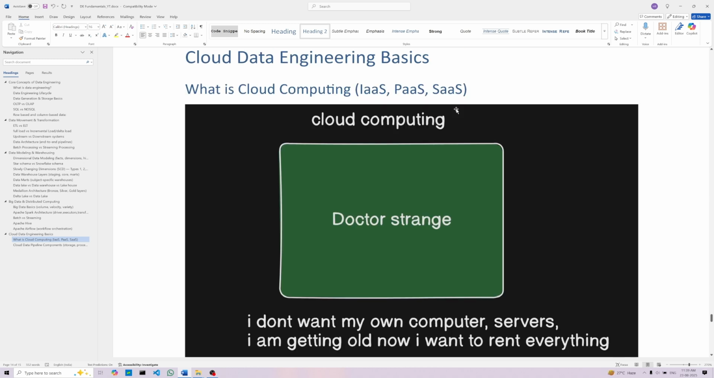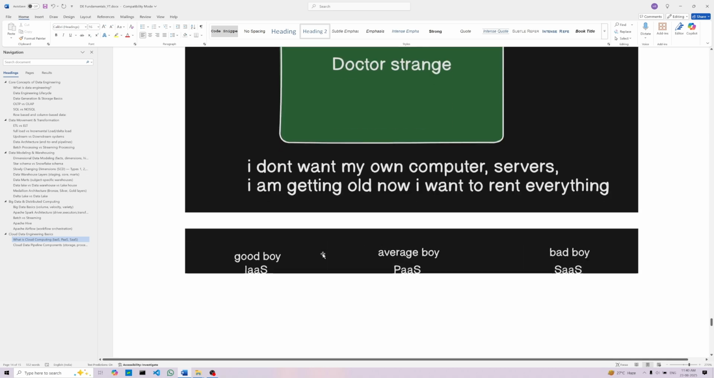And next one is, what is infrastructure as a service, what is platform as a service, and what is software as a service. So again I have one diagram for that.